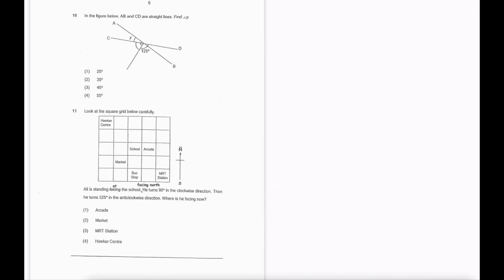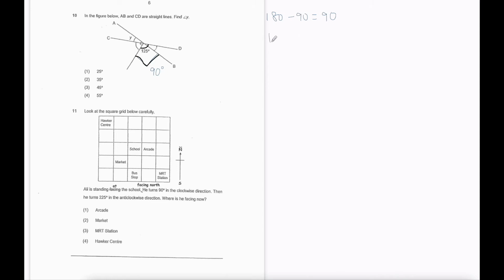Let's move on. Question 10. In the figure below, A, B, and C are straight lines. Find y. My y is here. If AB is a straight line, and this angle is 90, that means this angle here will also be 90, because 180 minus 90 equals 90. If this is a right angle, and AB is a straight line, this will be 90 degrees also. They also told us that this whole thing, I'm going to use another color, is 125 degrees. So if this is 125 and this is 90, can we find out what this angle is?